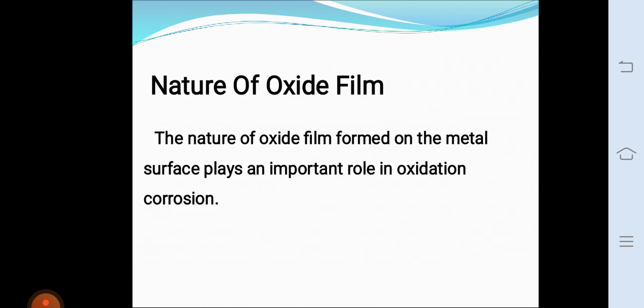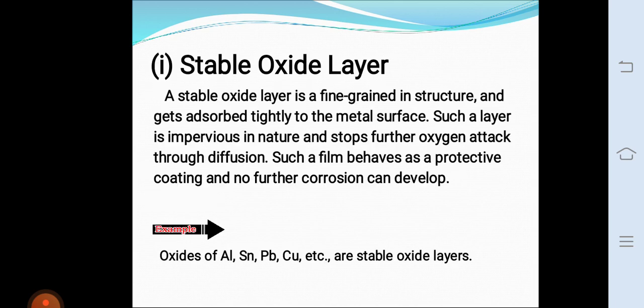Stable oxide layer. A stable oxide layer is fine-grained in structure and gets absorbed tightly to the metal surface. Such a layer is impervious in nature and stops further oxygen attack through diffusion. Such a film behaves as a protective coating and no further corrosion can develop. For example, oxides of aluminium, tin, lead, copper are stable oxide layers.